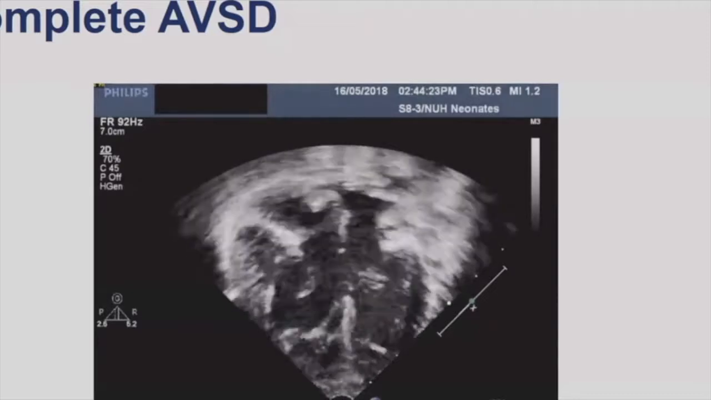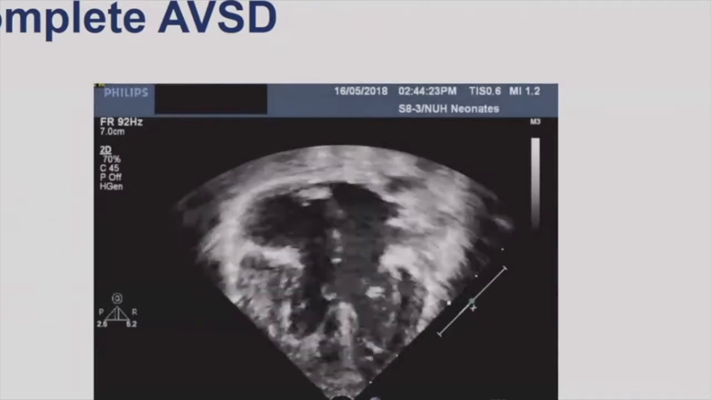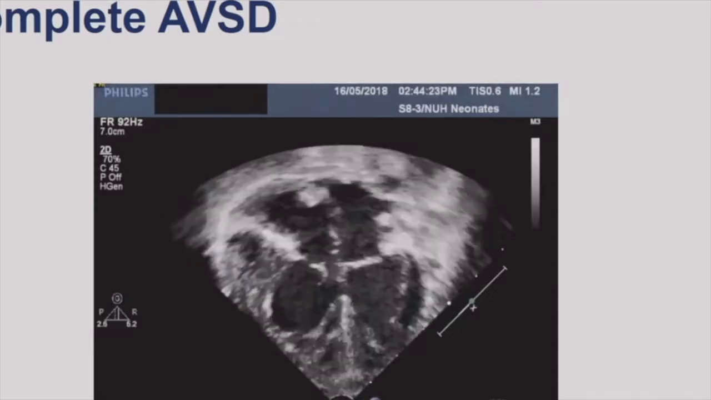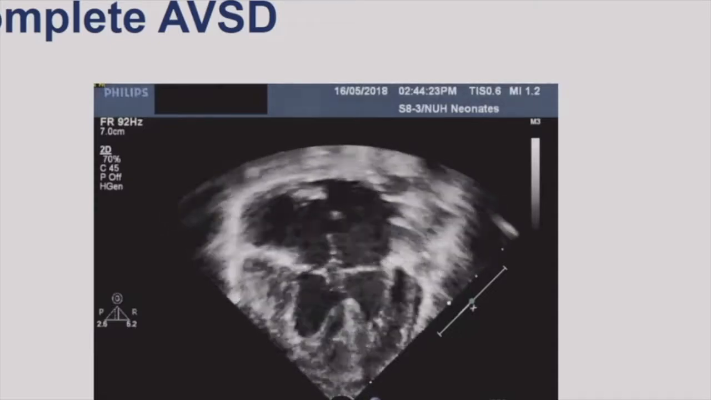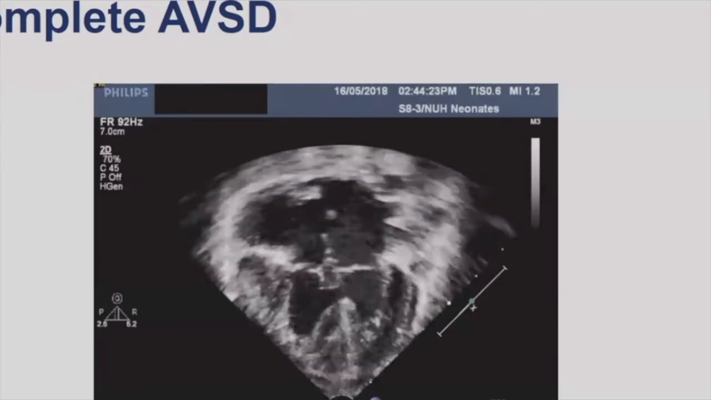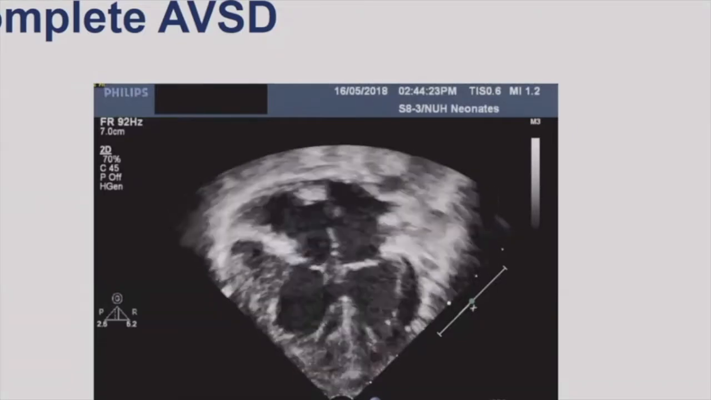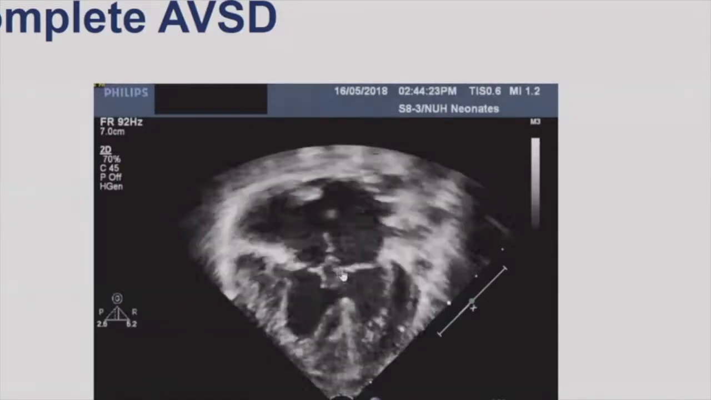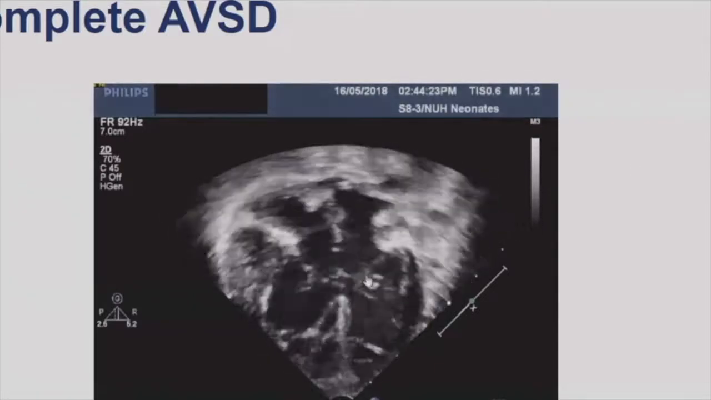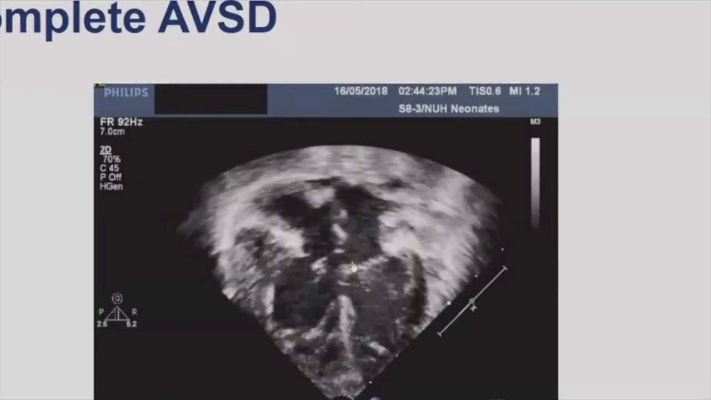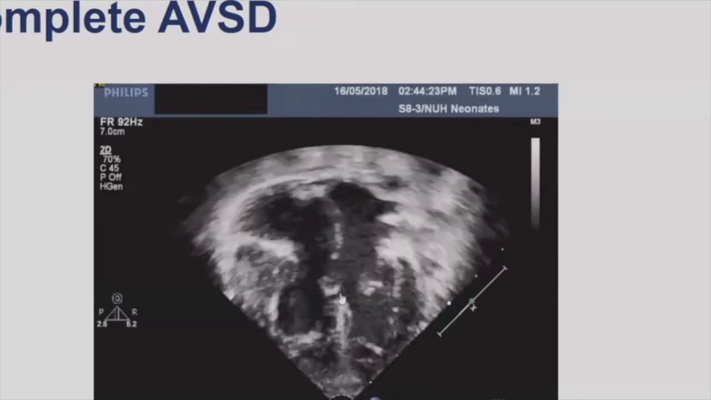For example, if there are any extracardiac pathologies, for example problems in the lungs that we would like to delineate before going in for surgery. Beyond which, if it is just an isolated ventricular septal defect, echo would be more than sufficient without having to move on to other forms of imaging. Now, when it comes to atrioventricular septal defect, this is a complete atrioventricular septal defect. We can see on the four-chamber view the left ventricle and the right ventricle, and the center of the heart is completely missing.